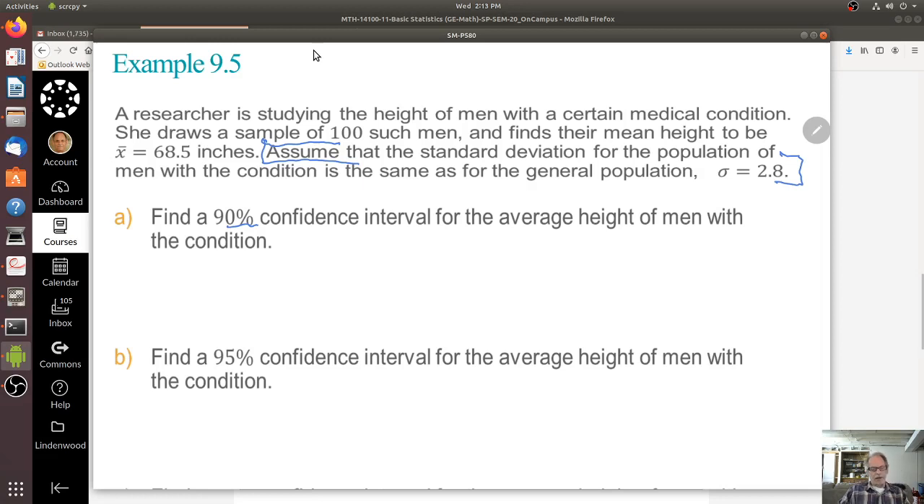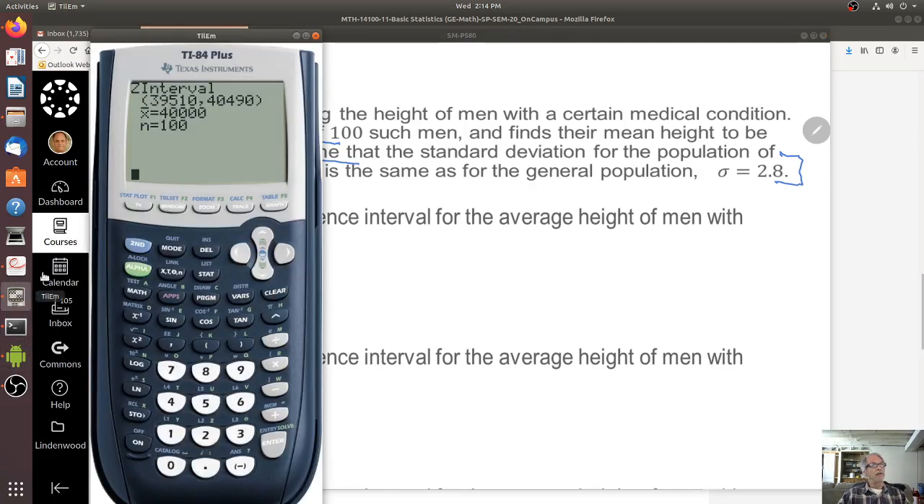I want to find a range of values where I'd be 90% confident that the mean of the population is somewhere in that interval. So 68.5 is going to be the center of the interval. And let's use the calculator and see if we can remember how to do it.